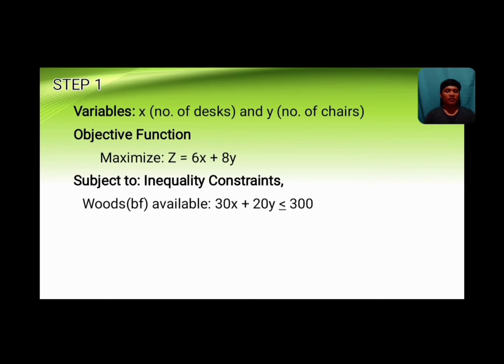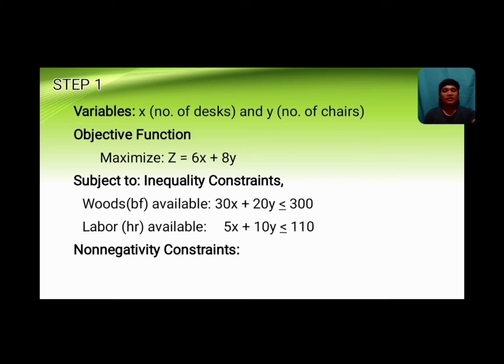The inequality constraints are the goods available: 30x plus 20y less than or equal to 300. And the labor in hours available is 5x plus 10y less than or equal to 110. And the last is the non-negativity constraints. We have x and y greater than or equal to 0. This is the restriction. Now let's proceed to step 2.